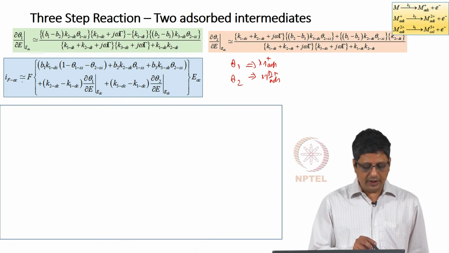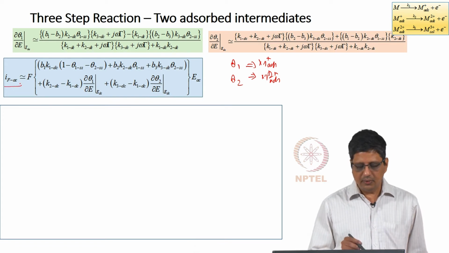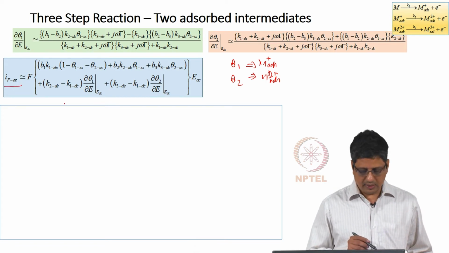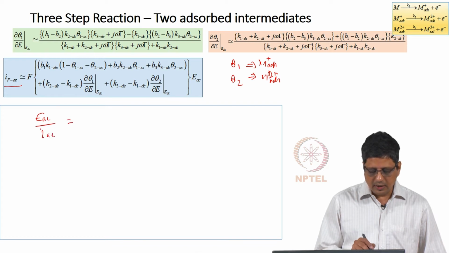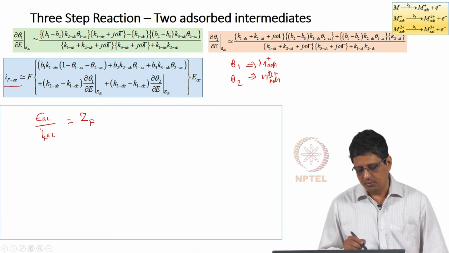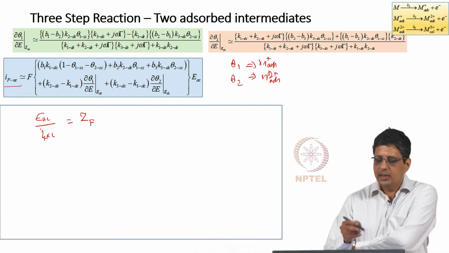You can write the equation for Faraday current, expand it, and you can get the expression for IF AC, IF DC, and you can write this as the ratio of EAC by IAC, here IFAC, that is going to be Faradic impedance.